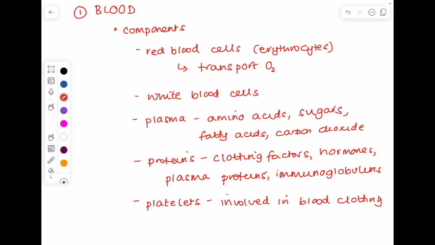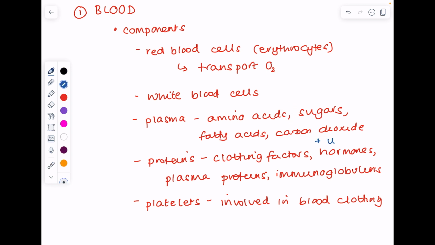Be prepared to talk about which direction all these substances are moving in. So obviously oxygen is being transported to respiring cells. Carbon dioxide is being transported away from respiring cells. You've got digested food molecules like glucose and amino acids, which will be absorbed through the lining of the small intestine into the blood there.